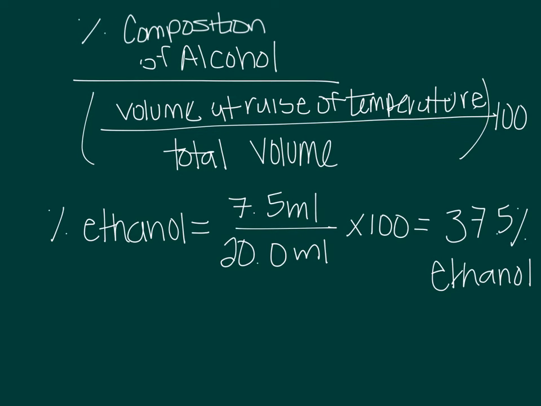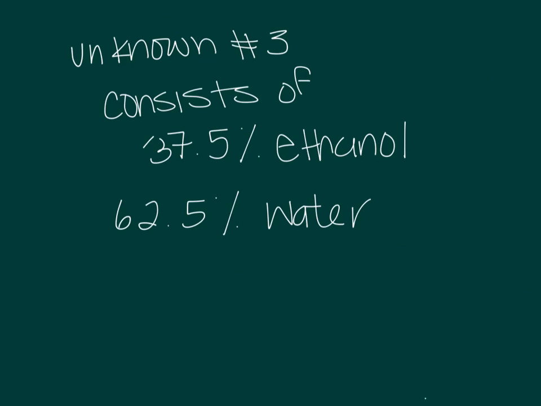The percent composition of alcohol is calculated from the volume of the rise in temperature divided by the total volume times 100. Therefore, the percent of ethanol is about 7.5 mLs divided by 20 mLs times 100, which gives us 37.5% ethanol. Therefore, the percent composition of unknown number 3 consists of 37.5% ethanol and 62.5% water.